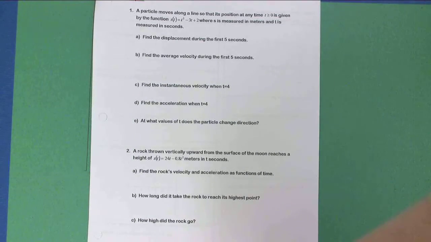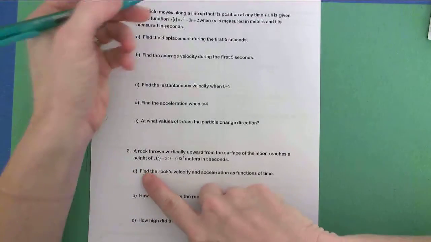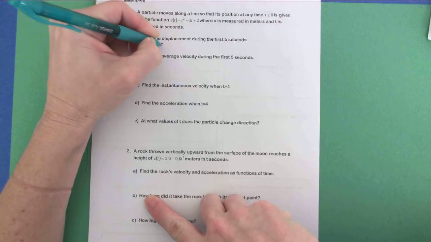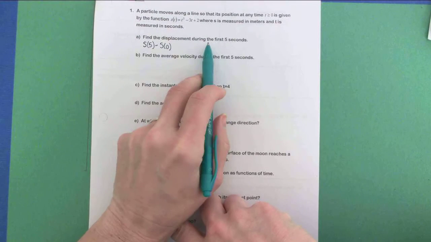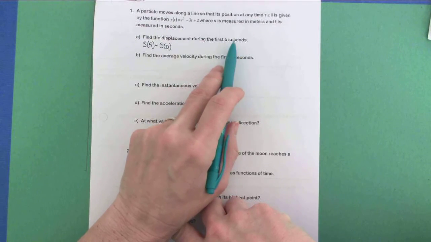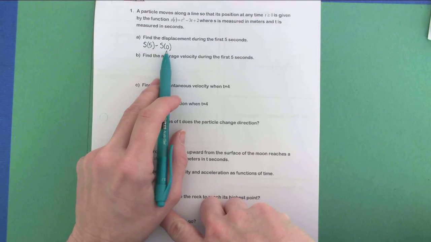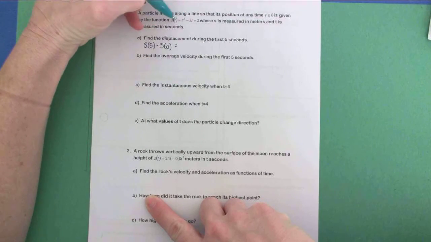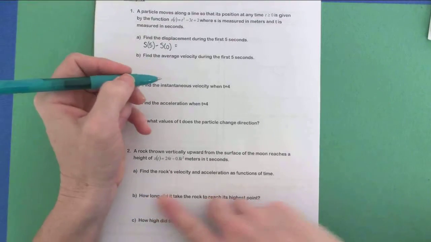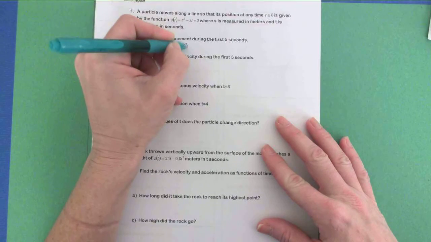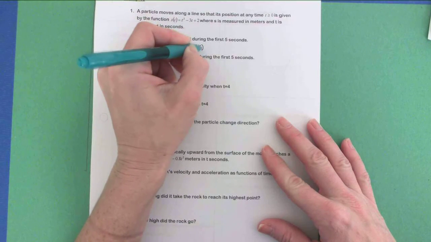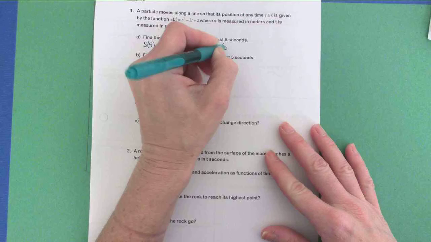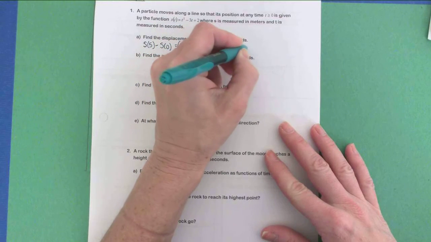Okay, so we're just going to use that formula from the other page. So displacement is going to be position at end time minus position at start time. So if I'm finding the displacement during the first 5 seconds, 5 seconds would be the end time and 0 seconds would be the start time. So I'm just going to plug 5 into my s equation up here, and then I'm going to plug 0 in, and I'm going to subtract. So position at 5 would be 5 to the second power minus 3 times 5 plus 2, minus, now I'm going to plug in 0, 0 to the second power minus 3 times 0 plus 2.